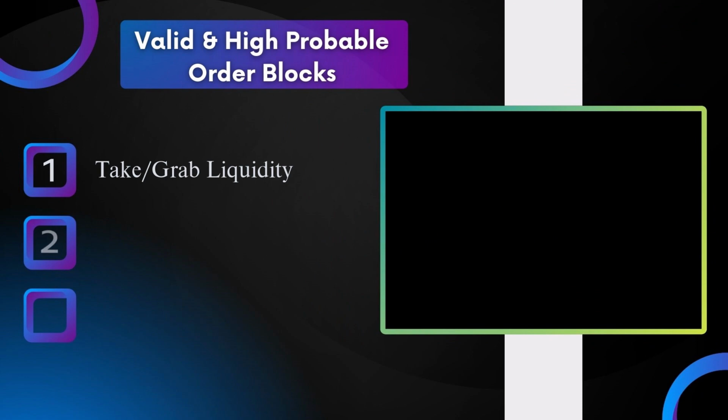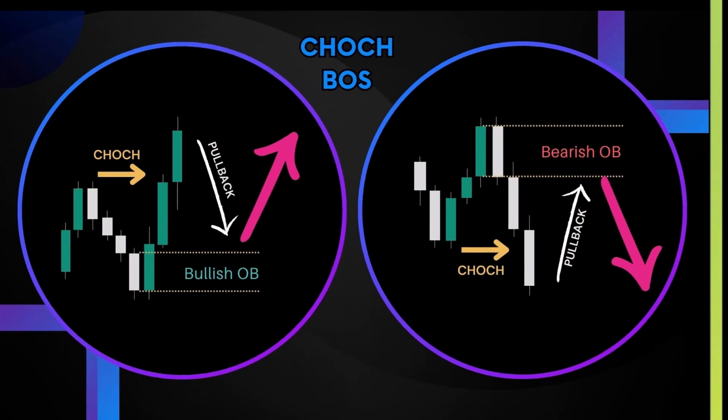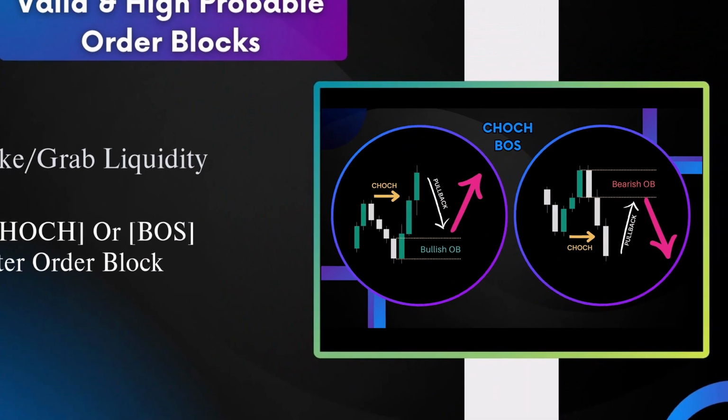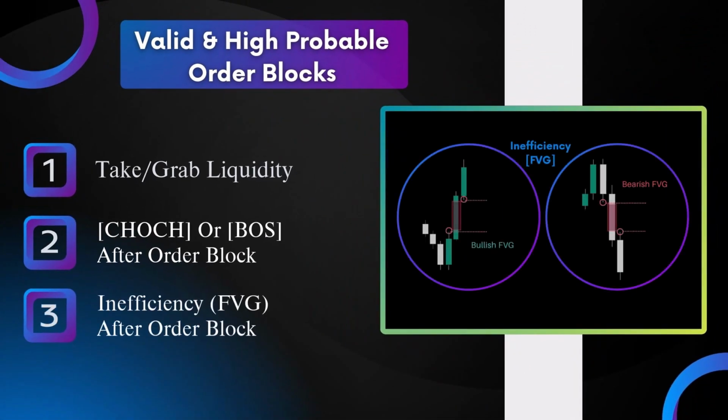The next condition is to have a change of character after an order block. When price breaks its last recent swing high or swing low, we call it a change of character or break of market structure. When we see a change of character after an order block, it means the market structure has changed and has a new directional bias now. Also, it should have inefficiency or fair value gap afterward.